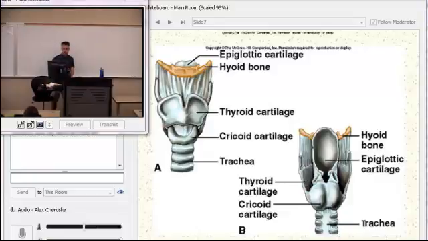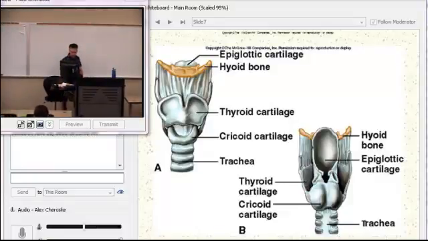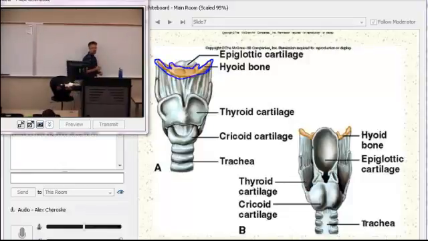So this is just showing us a zoomed-up shot of the larynx itself. We see the hyoid bone at the top of it right here. The hyoid bone is always very interesting. It's one of our 206 bones of the body.